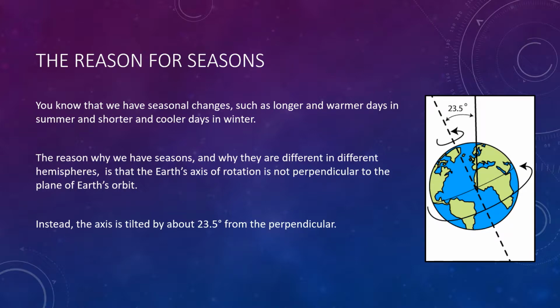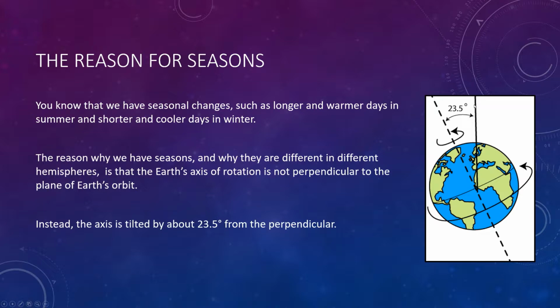So we know that we have seasonal changes, such as longer and warmer days in the summer and shorter and cooler days in the winter. But why do we have the seasons? Why do they occur? Well, the reason we have seasons and why they are different in different hemispheres is that the Earth's axis of rotation is not perpendicular, or 90 degrees, to the plane of Earth's orbit. Instead, the axis is tilted by roughly 23.5 degrees from the perpendicular.